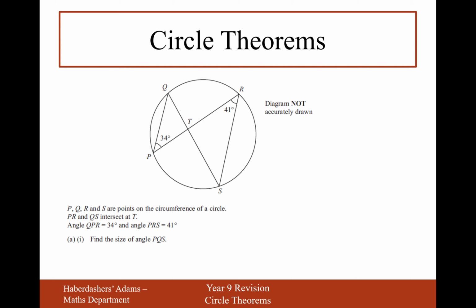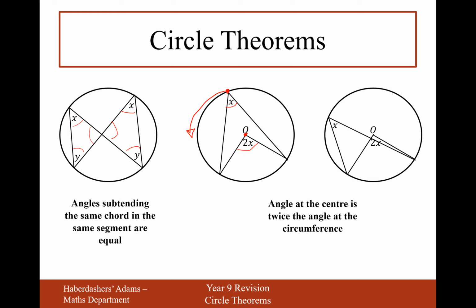So the first circle theorem is this one here. We've got a shape that looks like this, and the question is, find the size of angle PQS. And what that means is start at point P, then go to point Q, and then go to point S. And then the angle that's created as you've gone from P to Q to S is the angle that we're looking for in this question. Now in this question it looks like a little bow tie, so we're going to be using the bow tie theorem here. And it's going to be equal to either 34 or 41, and we just need to make a decision as to which one it is.